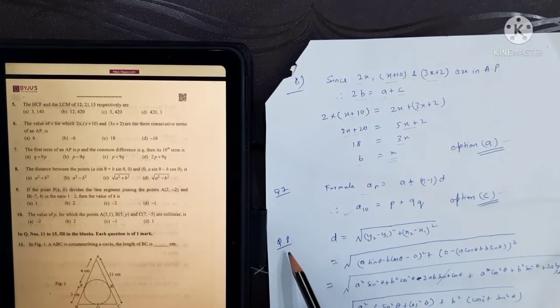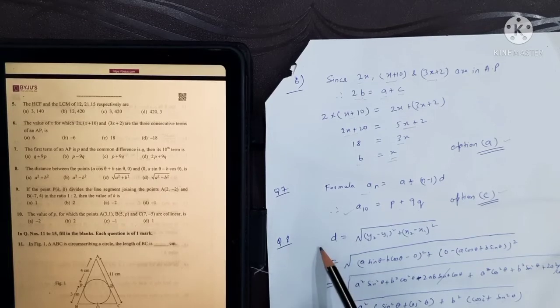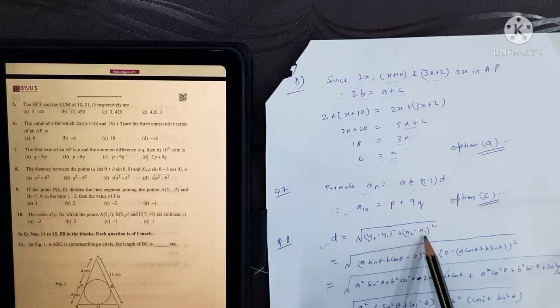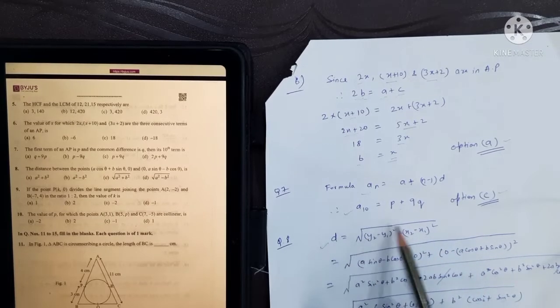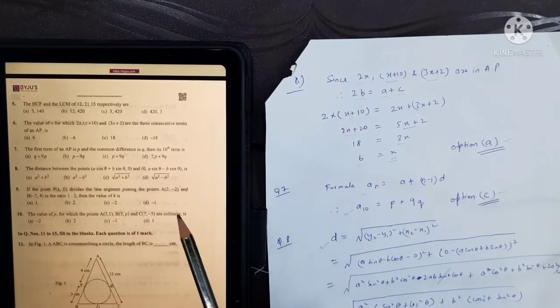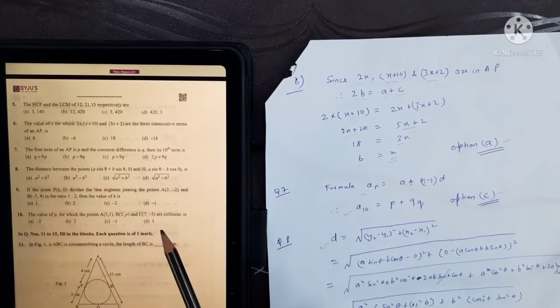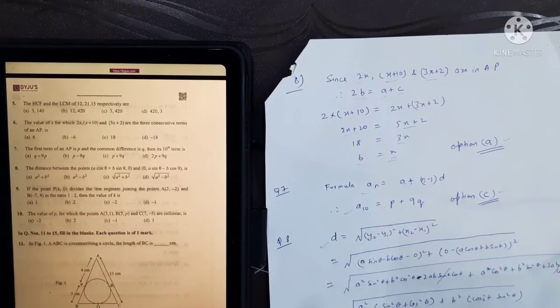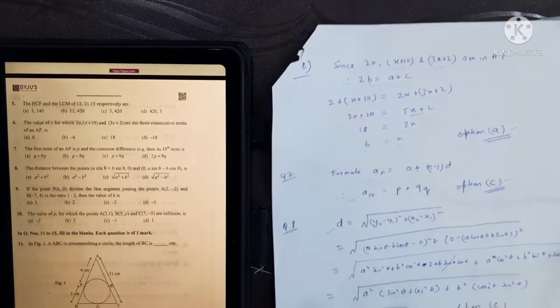For question number 8, we know the basic formula for distance is under root y2 minus y1 whole square plus x2 minus x1 whole square. We substitute y2 and y1 and x2 and x1, and upon solving we get a under root a square plus b square. So option C is correct.